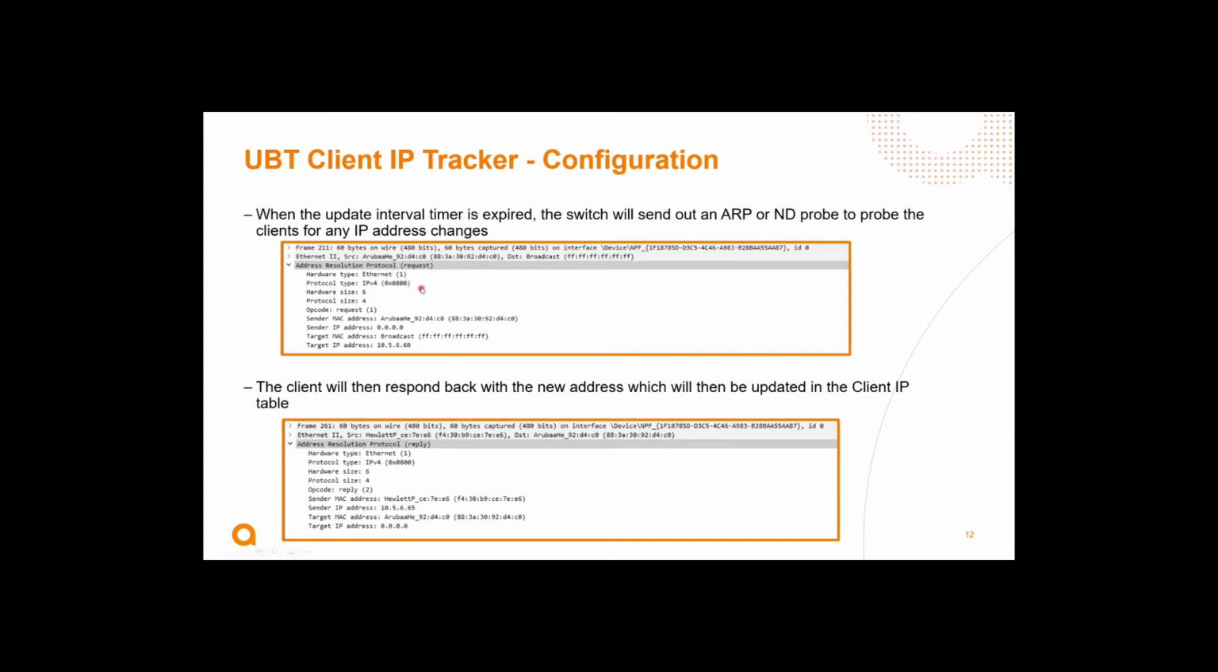This is what it would look like in a packet capture, and the client will respond back with the new address, which will then be updated in the client IP table. Here my switch is sending out the ARP broadcast, and then the client here is responding to it with its new IP address as part of the packet capture.